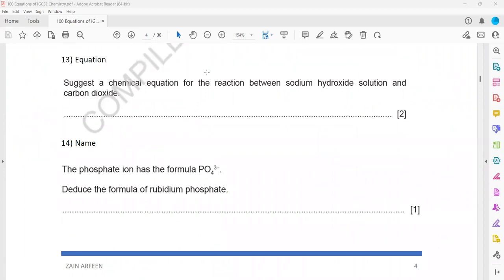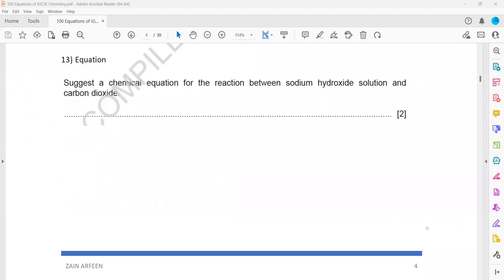Then question 13: suggest a chemical equation for a reaction between sodium hydroxide and carbon dioxide. Sodium hydroxide is a base, and carbon dioxide is an acidic oxide. When they mix with each other, the product will be sodium hydrogen carbonate, NaHCO3. And this equation is balanced. This sodium hydrogen carbonate is a salt.